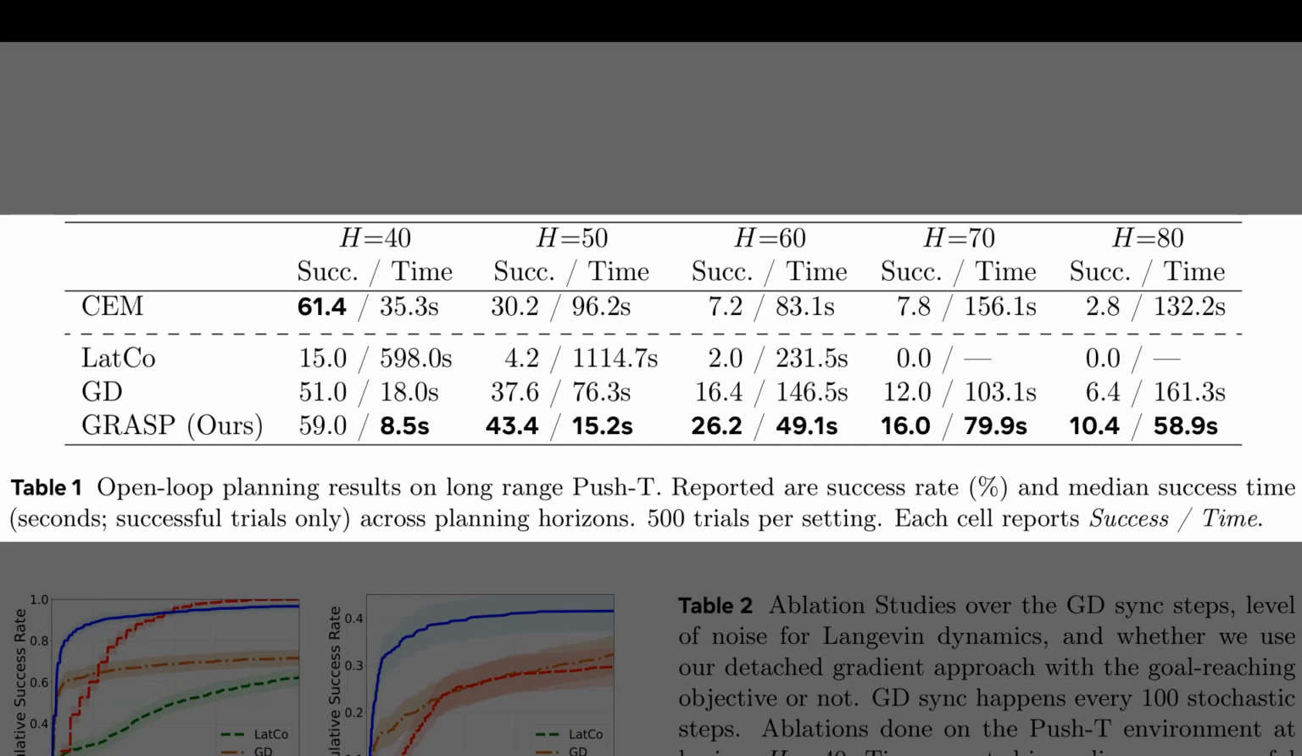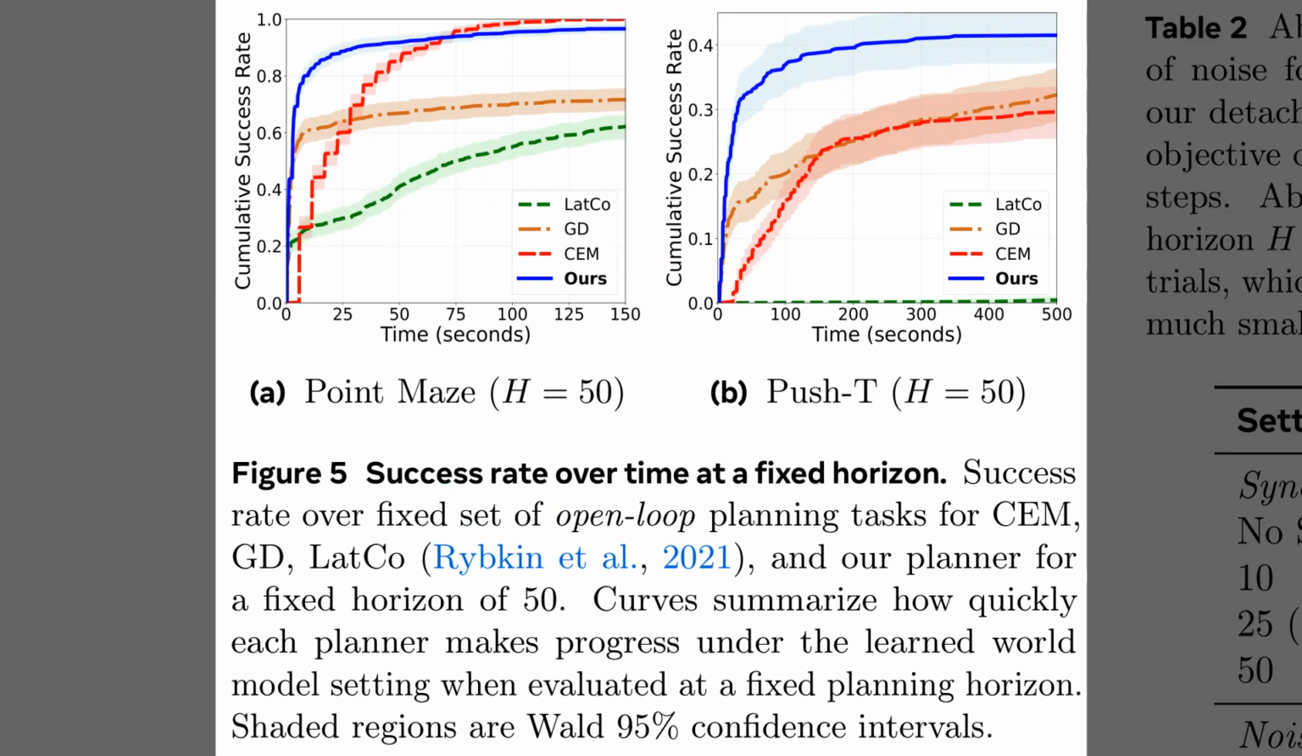So, while Figure 4 showed us valid paths, Table 1 now quantifies the performance on the challenging push T task. This table tracks success rates and planning times as the horizon extends from 40 up to 80 steps. The top rows compare baselines like the cross-entropy method, LATCO, and standard gradient descent. Notice that as the horizon gets longer, specifically at 80 steps, these baselines struggle significantly, with success rates dropping to near zero. In contrast, GRASP, shown in the bottom row, maintains the highest reliability, and remarkably, it does so in about half the time.